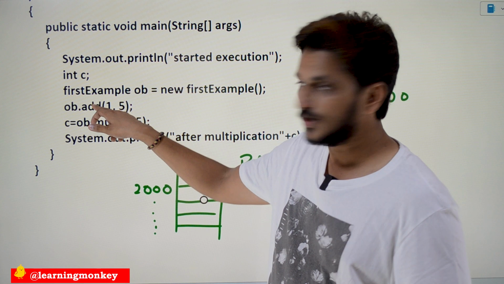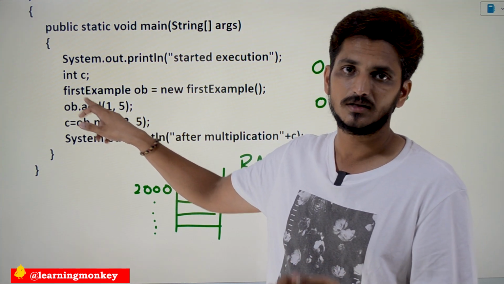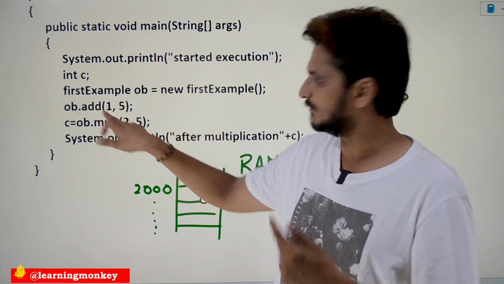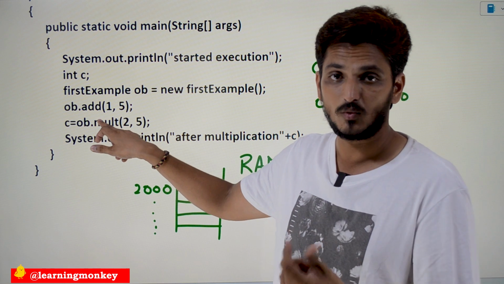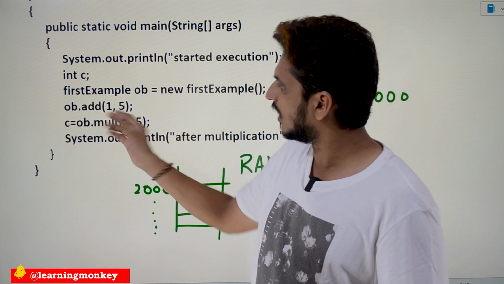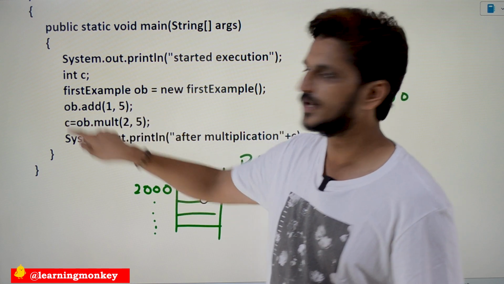In the above method, it is not returning anything. That's why we didn't use any variable here, like Z equals or C equals. That method is not returning anything, but this method is going to return some value. What type of value is it returning? Integer type of value. That's why we are using int. So the value which we got after executing the multiply method is stored in C.